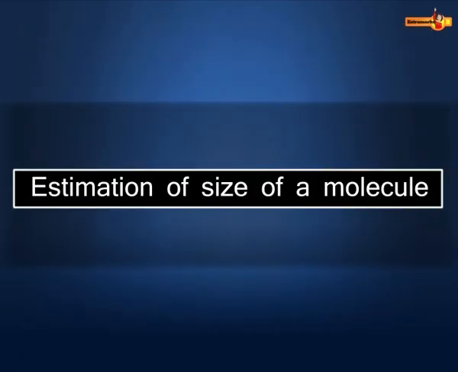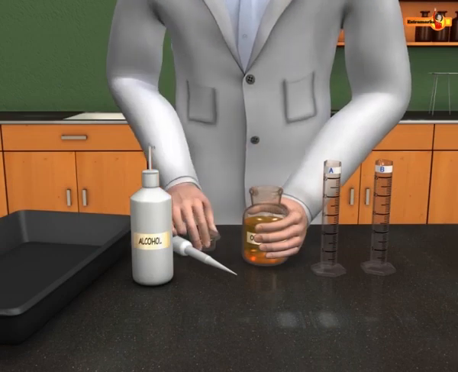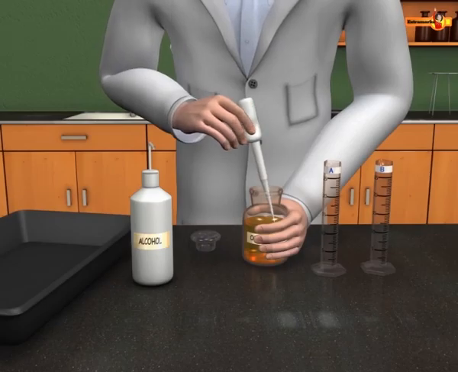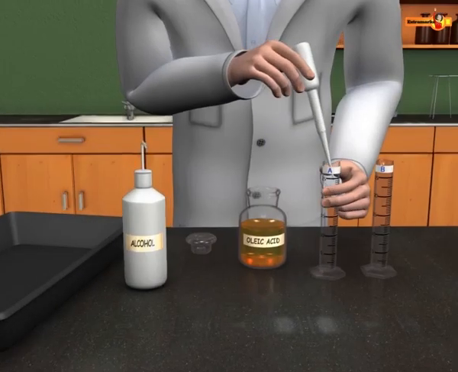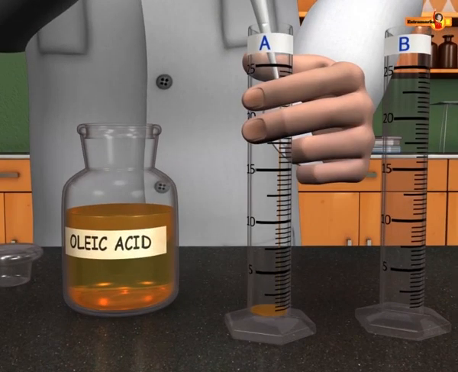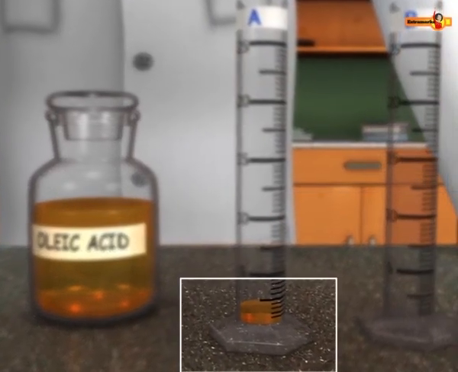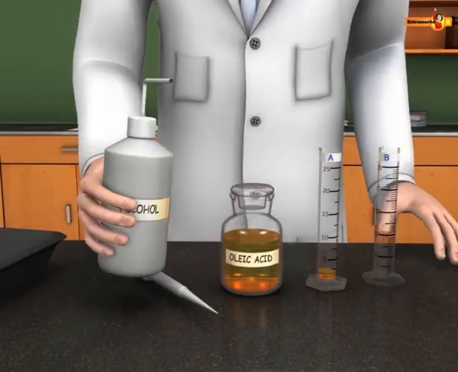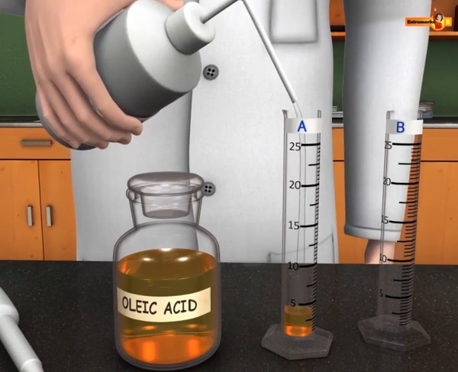The size of a molecule can be estimated using a simple method. In this method, first take 1 cubic centimeter of oleic acid in a graduated cylinder and add alcohol to obtain a solution of 20 cubic centimeters.